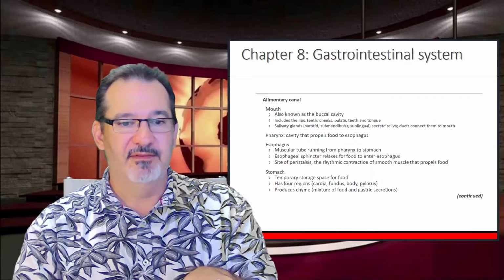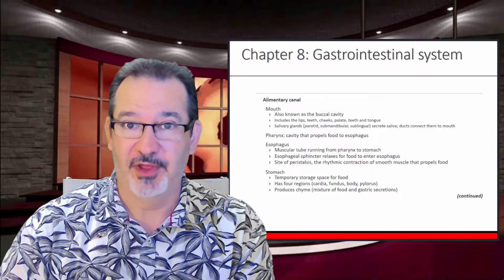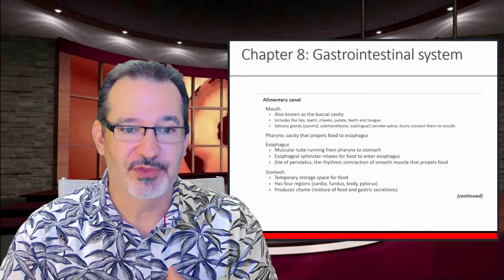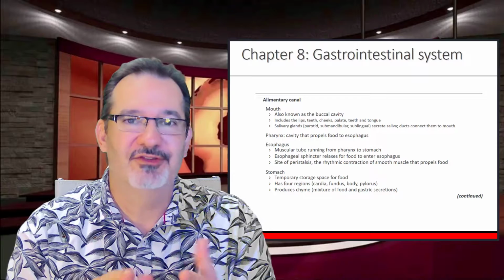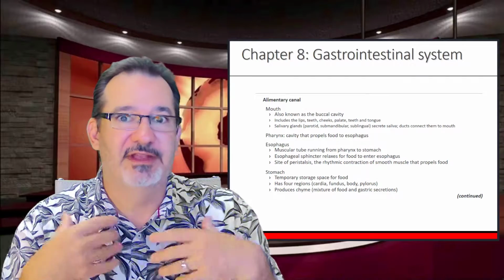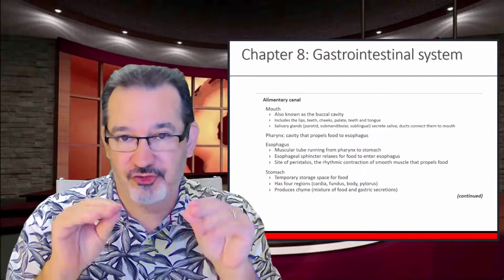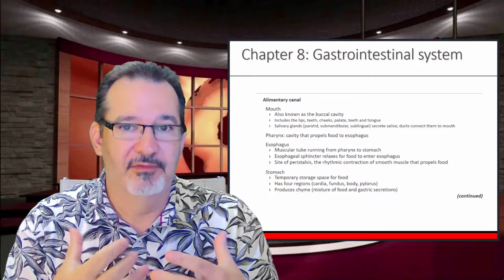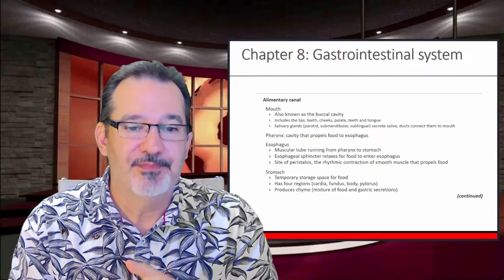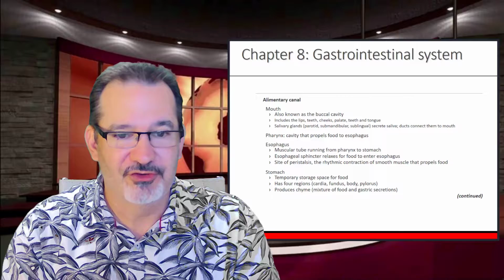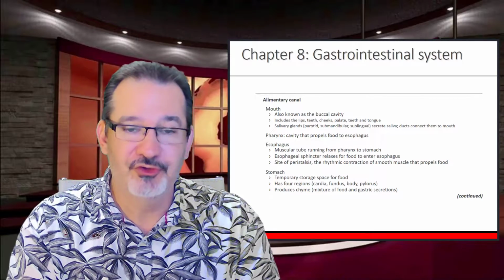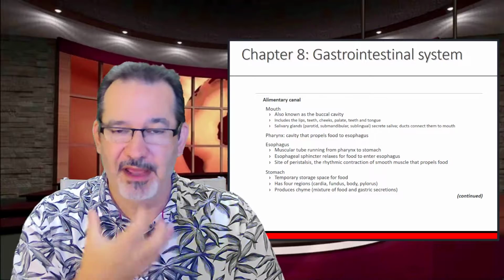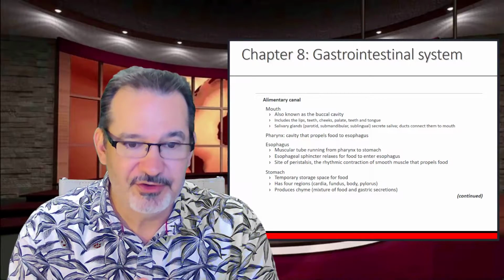Okay, so the alimentary canal starts with the mouth. The GI tract starts with the mouth. So the lips, the teeth, the cheeks, everything that's involved in mastication or chewing, that's where the alimentary canal begins, which includes the salivary glands as well. The pharynx, which is the cavity or the tube that propels food to the esophagus.